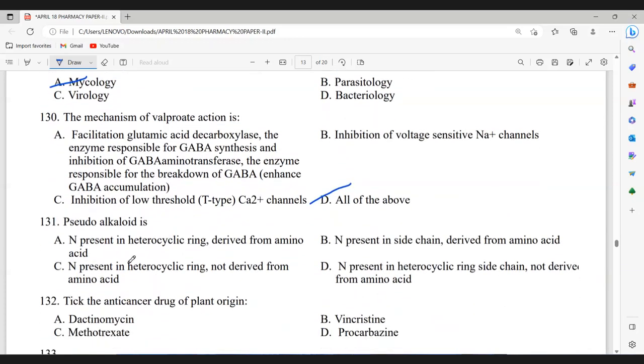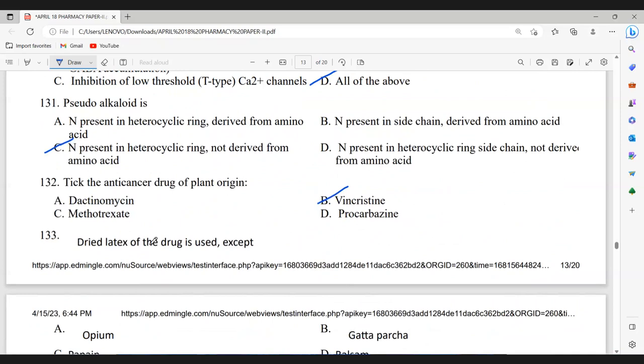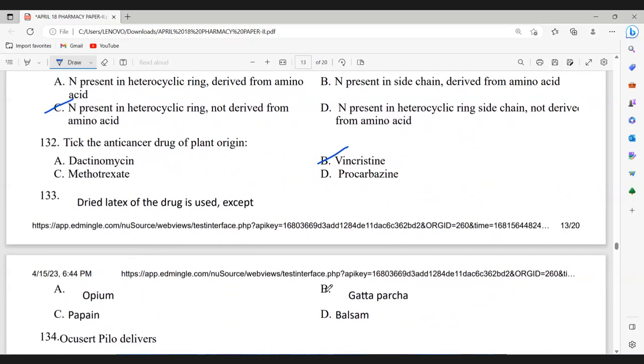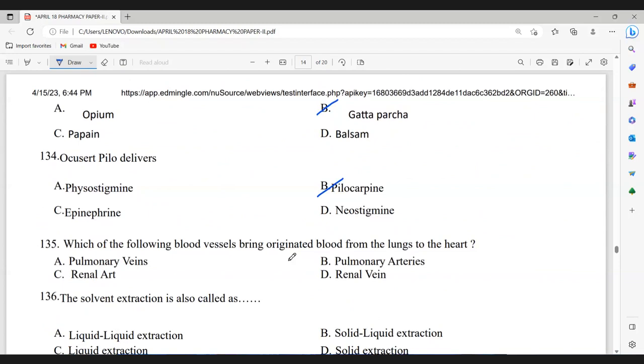Then 131, pseudo alkaloid is nitrogen present in heterocyclic ring, not derived from amino acids. Then 132, pick the anti-cancer drug of plant origin, that is vincristine. Then dried latex of the drug is used, except. Even this is also a direct question. Then pilocarpine. Then 135, which of the following blood vessels brings oxygenated blood from lungs to heart? That is pulmonary veins.